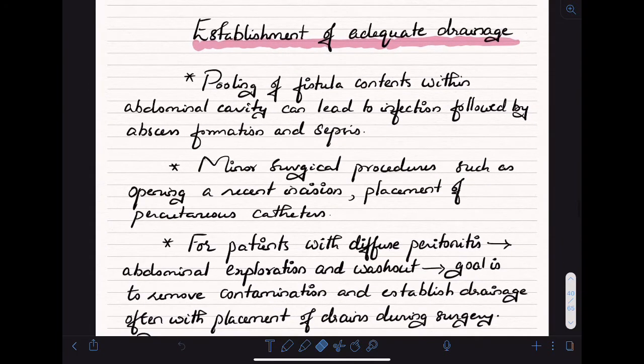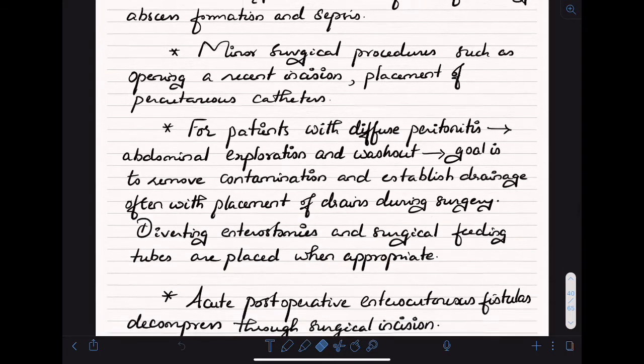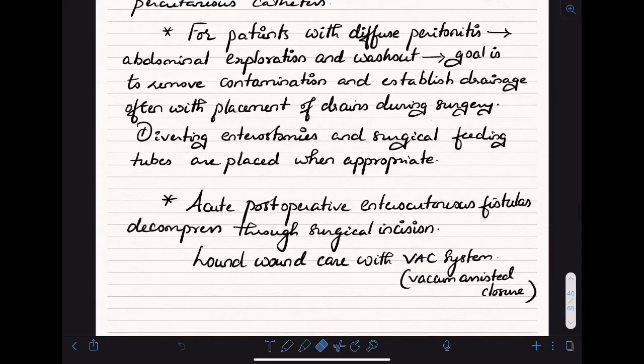Next is the establishment of adequate drainage. Pooling of the fistula contents within the abdominal cavity can lead to infection followed by abscess formation and sepsis. Minor surgical procedures such as opening a recent incision or placement of percutaneous catheters can establish adequate drainage. For patients with diffuse peritonitis, abdominal exploration and washout, the goal is to remove the contamination and establish drainage, often with placement of drains during surgery.